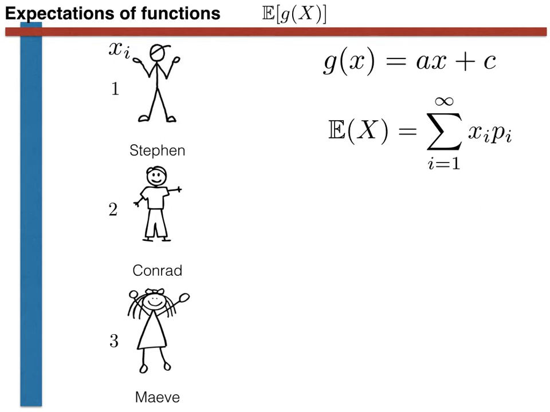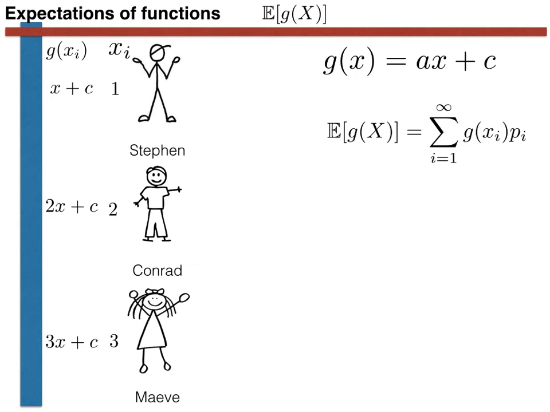Now, if we wanted, we could use the formula that we had previously used to calculate the expectation to calculate the expectation for this process of random experiment plus function. Our xi values in this case would just be a plus c for Stephen, 2a plus c for Conrad, and 3a plus c for Maeve. It is far more common, however, to write the expectation of a function of a random variable in this way.